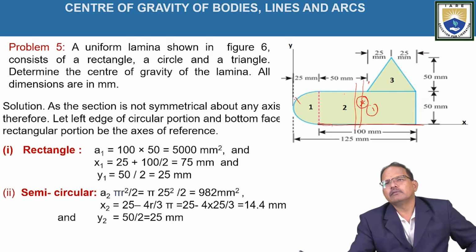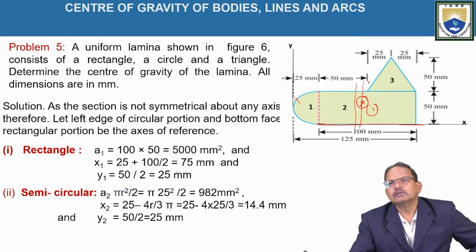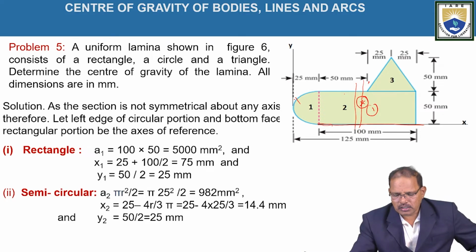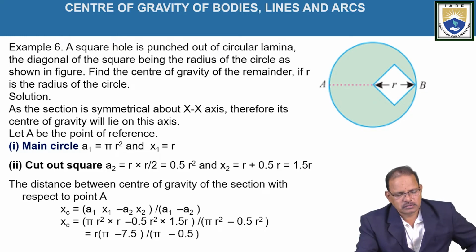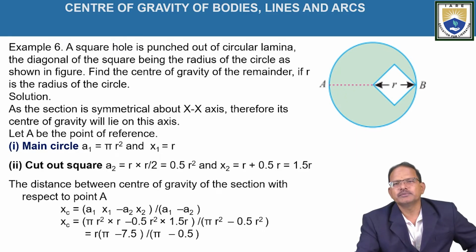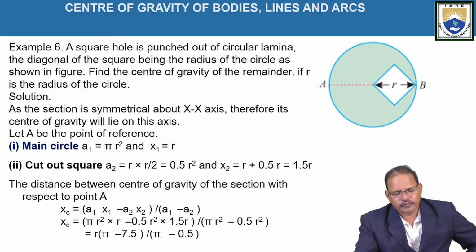That is, the centroid is nothing but a point at which the total area of the composite figure is assumed to be concentrated. Similarly, here composite means nothing but a combination of regular segments, like a combination of rectangle, square, triangle or semicircle, like we have taken earlier. But sometimes, if some part is removed, that is also treated as a combination of two segments. It also comes under composite figures now.